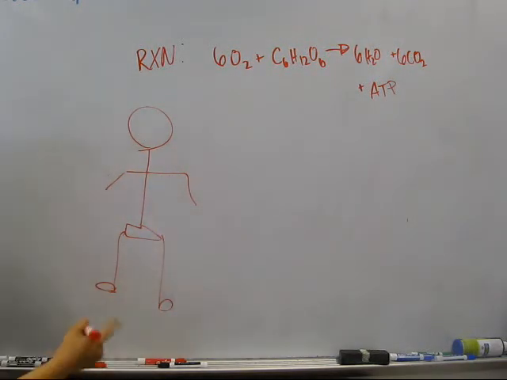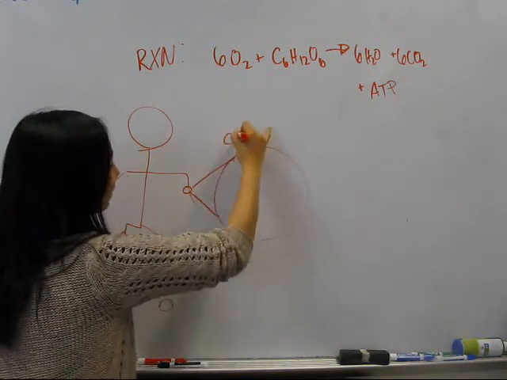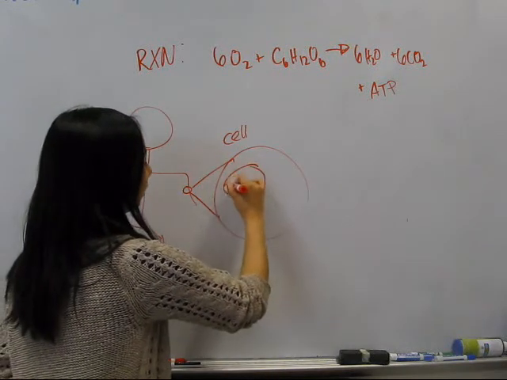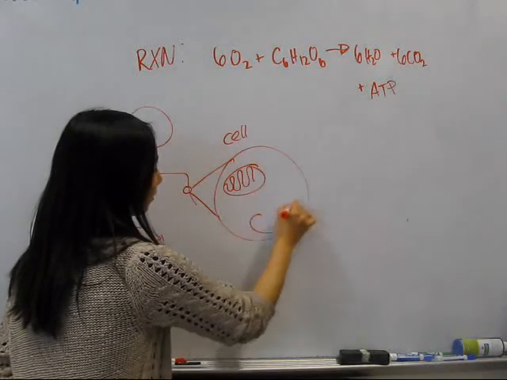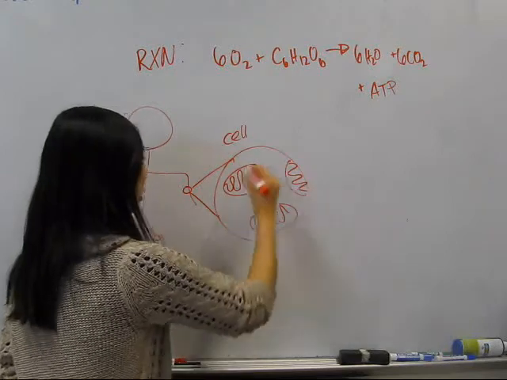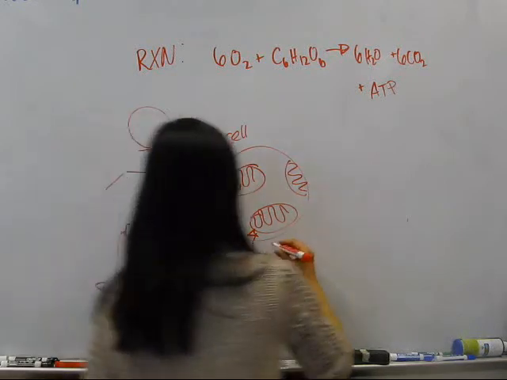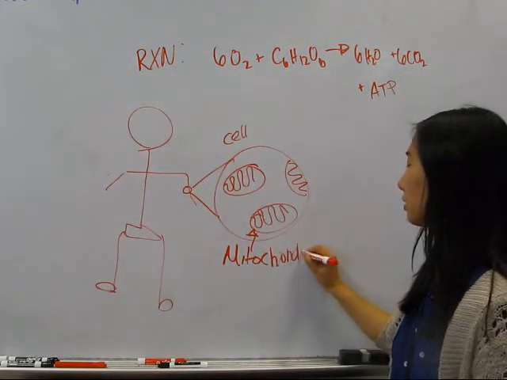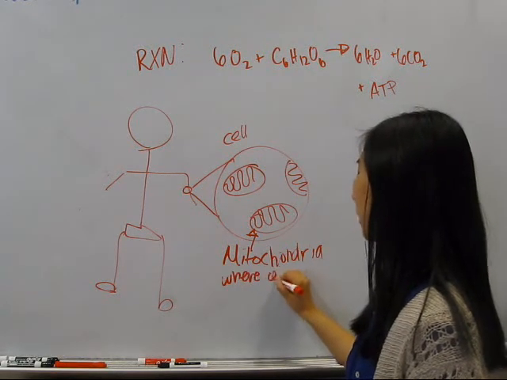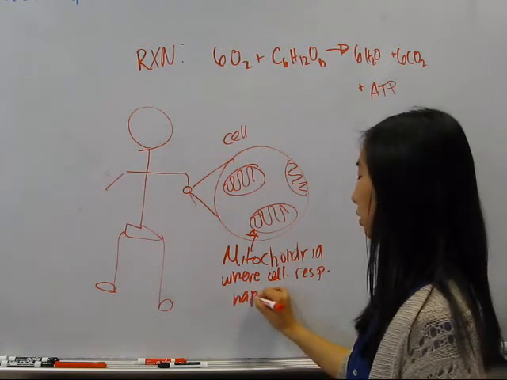All right, humans are made out of cells. Maybe there's a cell on his arm. Inside of the cell, there's a particular organelle called the mitochondria. It looks like this. Let me draw 3 of them here. Mitochondria. Mitochondria. This is where cellular respiration happens. Where cellular respiration happens. Okay?